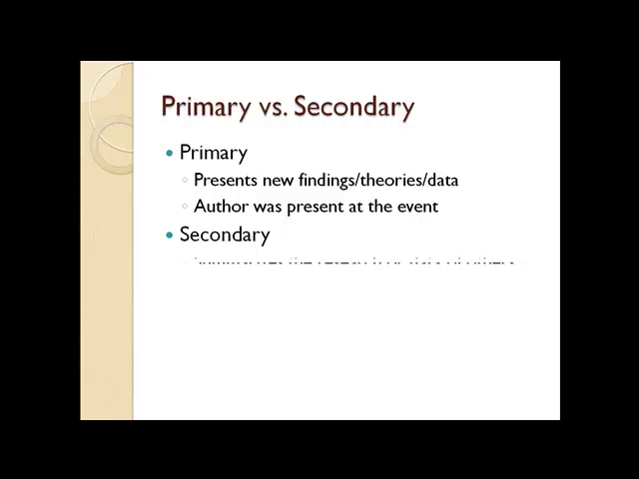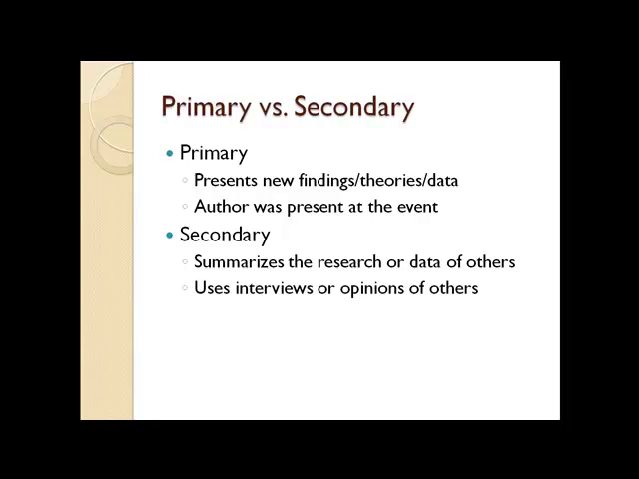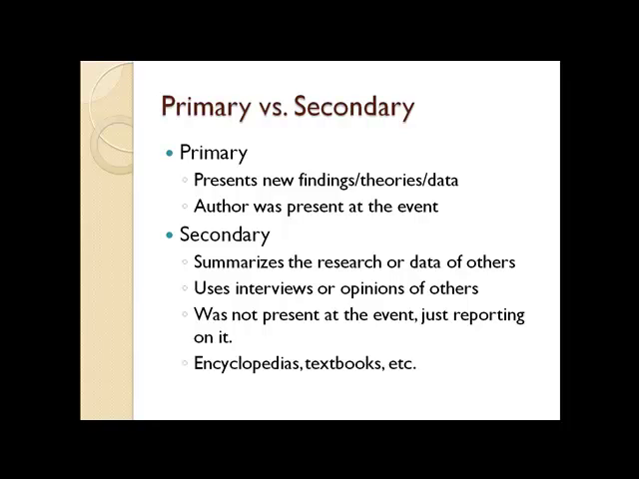For a secondary source, it's going to summarize the research or the data of others. So you see this often in the newspaper where they talk about some company did this survey and here's what it says. They're not the ones that did that survey. They're reporting on what these people said about their survey. It uses the interviews or opinions of others, and the people were not present at the event. They're just reporting on it. Some examples of secondary sources would be encyclopedias or textbooks. Primary sources are preferred to secondary sources.